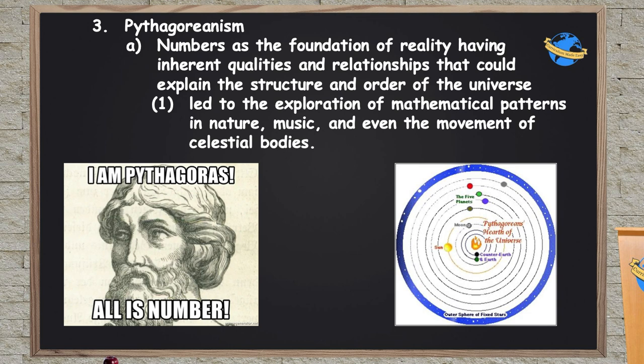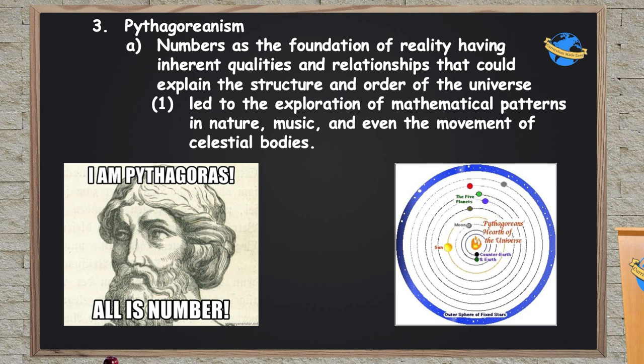The Pythagorean philosophy was the idea that numbers are the foundation of reality, and all numbers have these inherent qualities, these aspects of them, and they have relationships with each other, that if you understand them, you can explain the structure and order of the universe. Essentially, numbers are the key to understanding all reality.